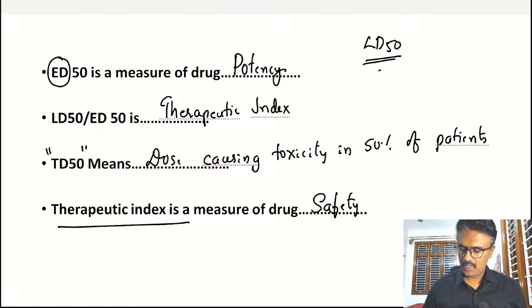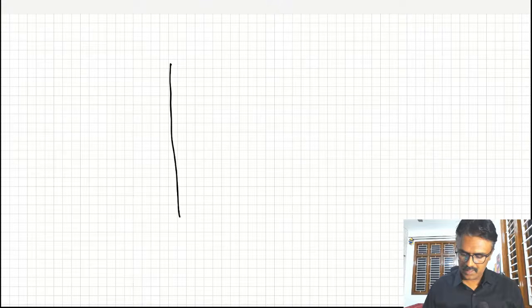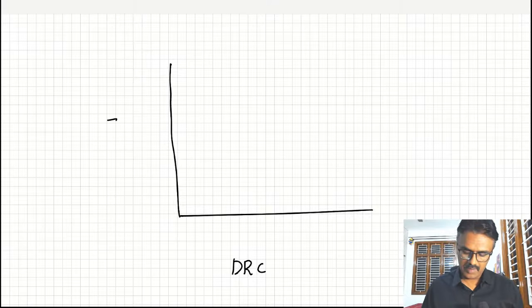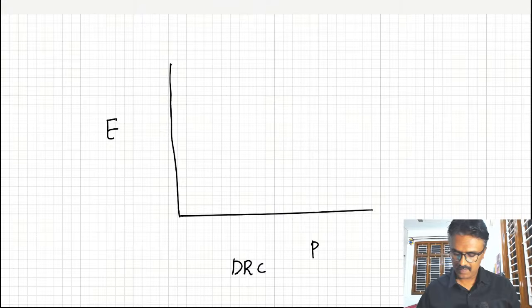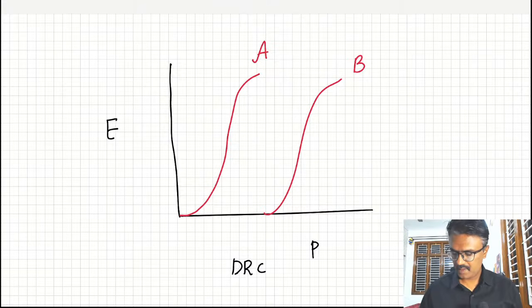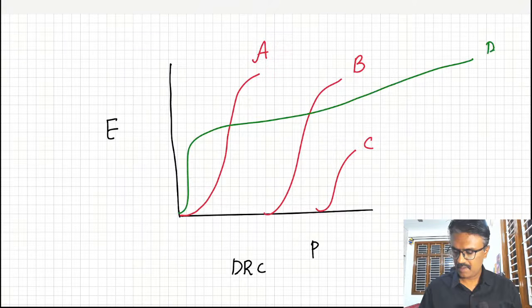Let me give you a graph. The graph is the dose response curve, DRC, dose curve. This is the efficacy, this is the potency. Let me draw the drugs: A, B, C, D. Just a minute.